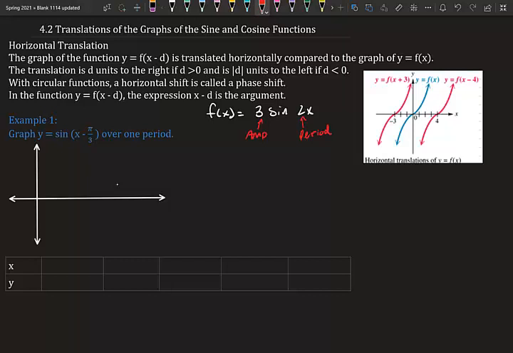So horizontal translations: the graph of y equals f of x minus d is translated horizontally compared to the graph of y equals f of x. That translation is d units to the right if d is positive, and d units to the left if d is negative. With circular functions, a horizontal shift is called a phase shift. In the function y equals f of x minus d, the expression x minus d is the argument. So a horizontal translation is actually called a phase shift. When we move left and right, it's a phase shift.